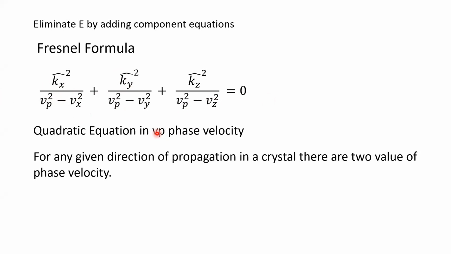You might have the same value, and you may not have a real value. That's also possible for a quadratic equation; the solution need not be real. But at most, you can have only two real solutions. So that tells you that for any given direction of propagation in a crystal, what do you mean by direction of propagation? Kx, Ky, Kz get fixed. In a given crystal, Vx, Vy, Vz get fixed. Then you can have only two different values for the phase velocity.